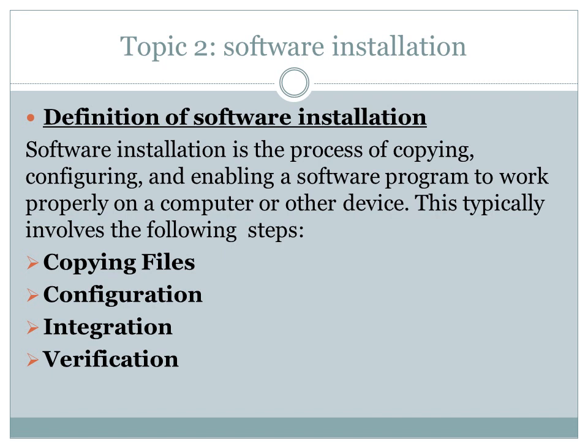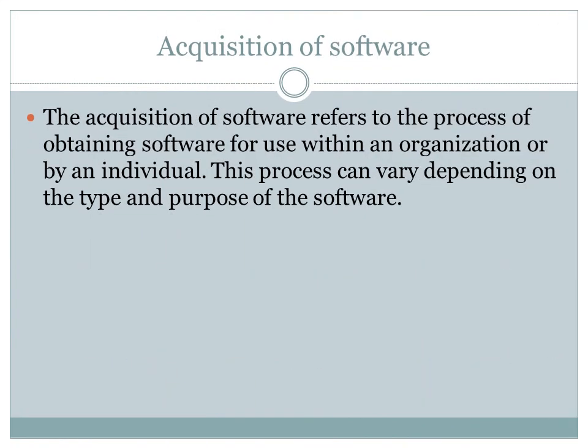Step number 1 involves copying files, configuring them, then you integrate, and lastly you do what we call verification. Then we have acquisition of software. The acquisition of software refers to the process of obtaining software for use within an organization or by an individual. This process can vary depending on the type and the purpose of the software.